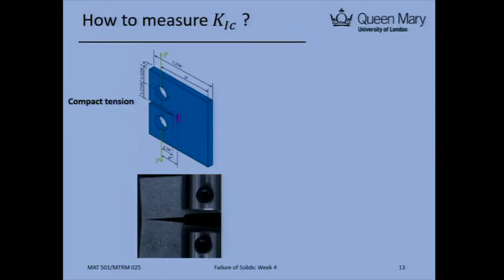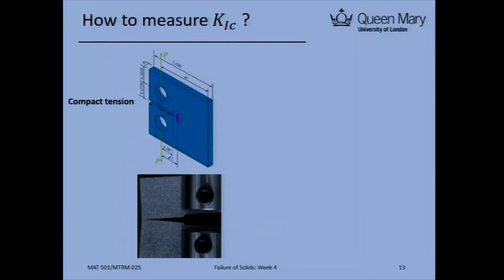So you are familiar with this image in the QM+. Basically, that is the compact tension test. You have 2 pinholes here, and you put that in your mechanical testing machine, and you are loading them together. Then you actually open the crack gradually, so you can see how sharp it is when you propagate the crack.